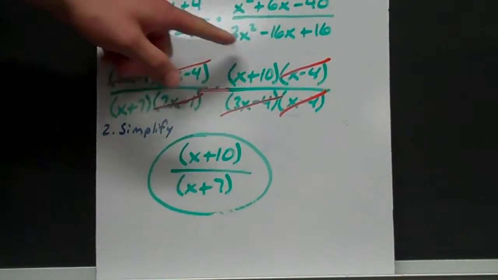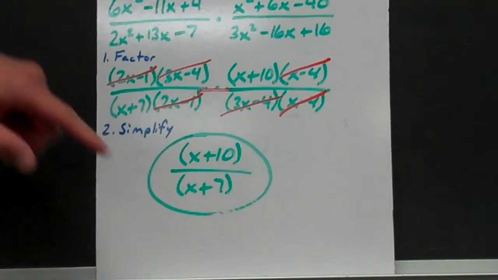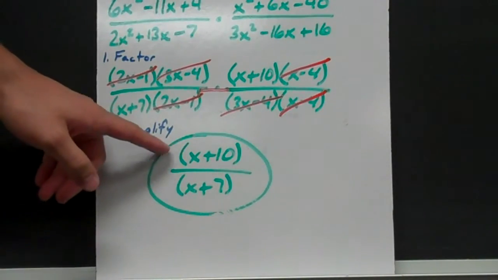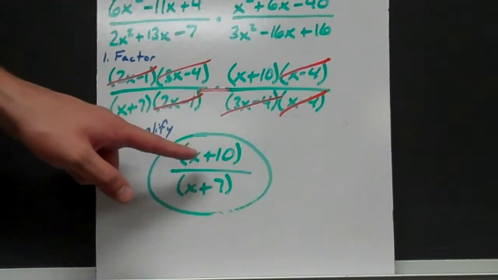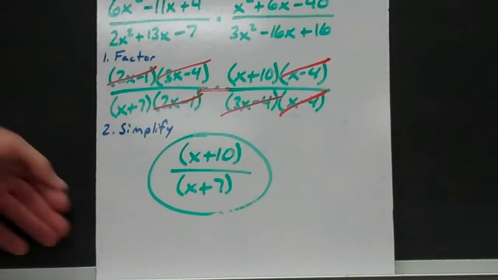So we're left with the x plus 10 on top, and then the only thing that's left on the bottom is the x plus 7. So our final answer is x plus 10 over x plus 7. When you get down to this final step, if you just have one factor left, you actually don't need the parentheses. If you put the parentheses, that's okay too.